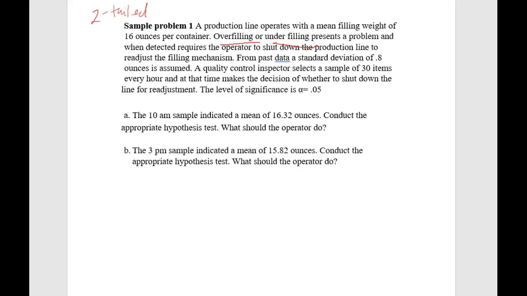Another thing I would notice is that it says, from past data, a standard deviation of 0.8 ounces is assumed. Assumed is a very important thing here. Assumed means that we're talking about a population statistic, right? So when it says standard deviation, we're not talking about s, we're talking about sigma. So those things are very important.